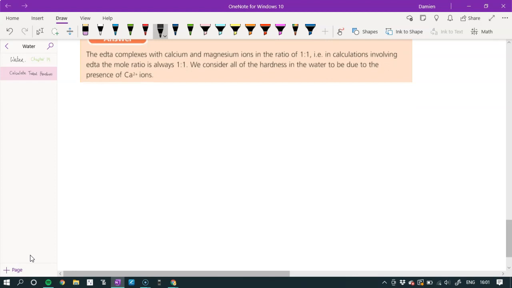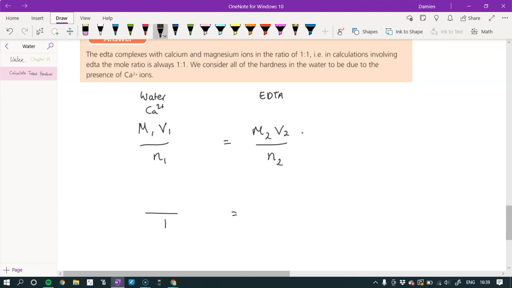Generally, the best thing to do is to work out our M1V1 over N1 is equal to M2V2 over N2. One side is going to be the water and the other side is going to be the EDTA. The water is going to be your calcium ions in this scenario, M1, V1, N1. I'm going to have to fill in all the numbers. So we've got the molarity of the calcium, the volume of the calcium, and the number of moles for the equation. We're already told it's a 1:1, so the number of moles in the bottom is going to be 1.